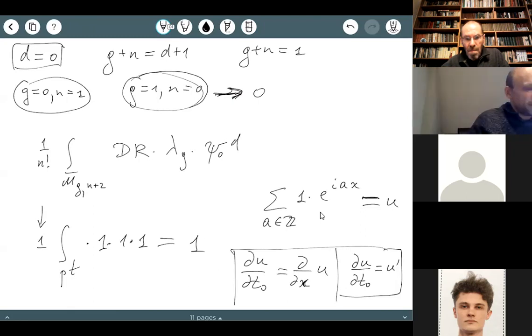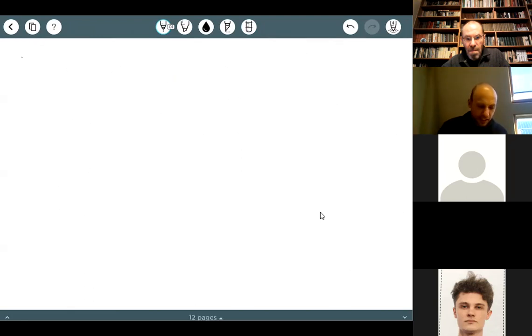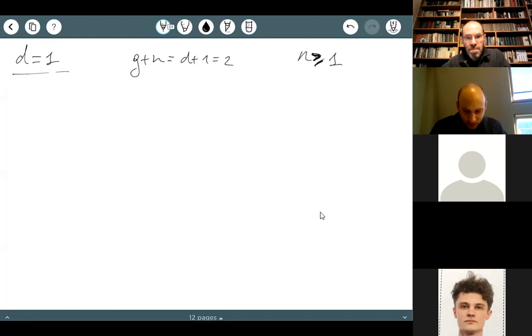So I found the first trivial equation of the KdV flow. Now let's look at the next one. Let's take d equals 2. D equals 1, I apologize. So g plus n is equal to d plus 1, that is 2. So I have 3 cases, and one case is when n is equal to 0. Actually, when n is equal to 0, you always get 0. So maybe I could write it from the start, n greater than or equal to 1, then I wouldn't even have to ask you to believe me. So we actually have g equals 0, n equals 2, or g equals 1, n equals 1. In principle, we could also have g equals 2, n equals 0, but this will give us 0. So we have 2 terms to compute.